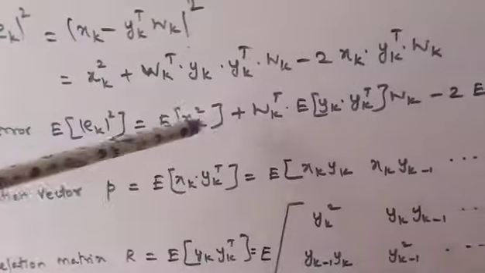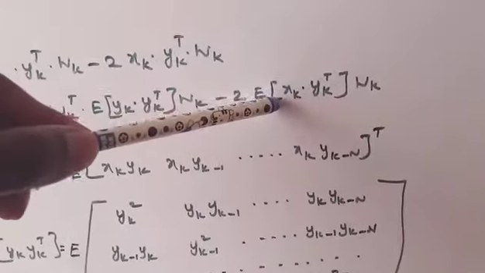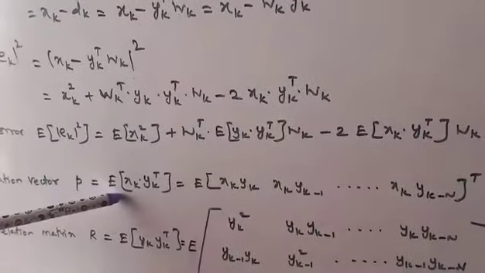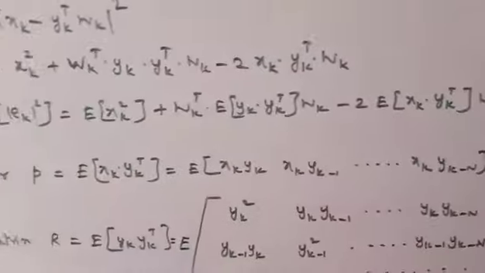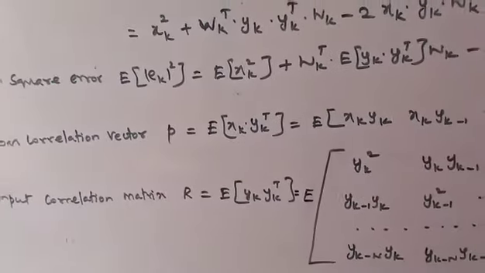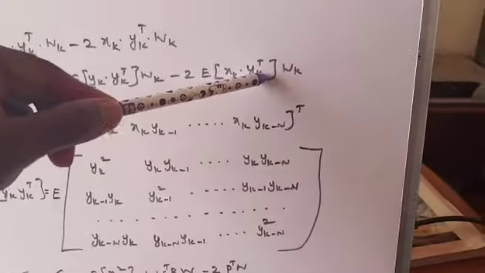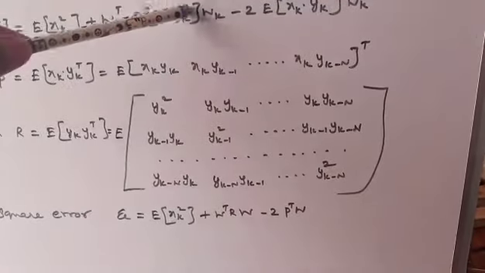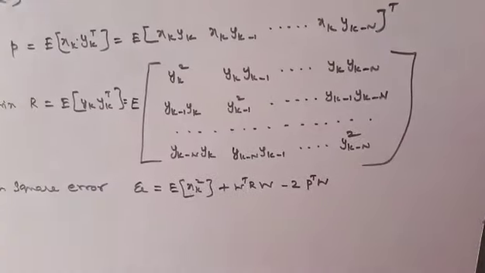Then from this expression, the transpose of expectation of xk into Yk transpose is called the cross correlation vector, and the expectation of Yk Yk transpose is called the input correlation matrix or auto correlation matrix. So by replacing this expectation of xk Yk transpose by P transpose and the expectation of Yk Yk transpose by R, this is the final expression of the mean square error.